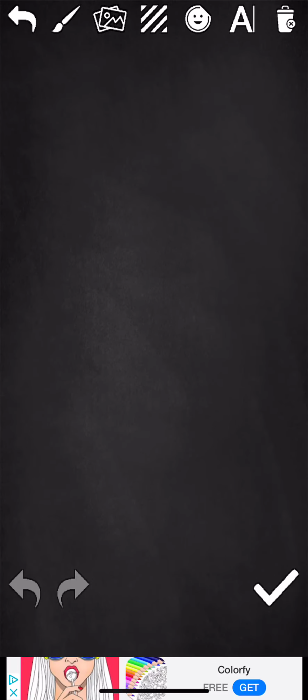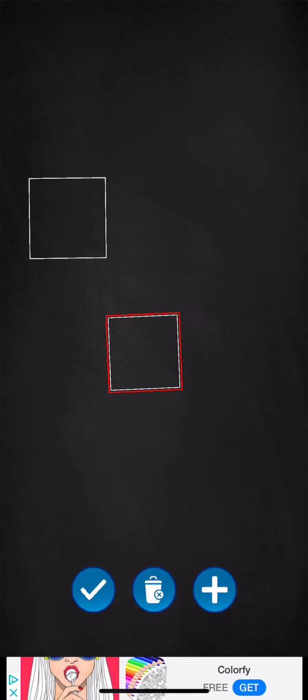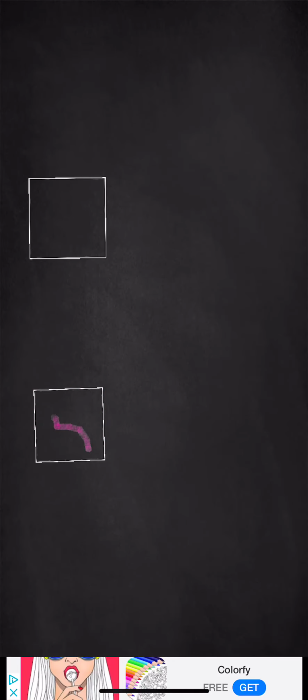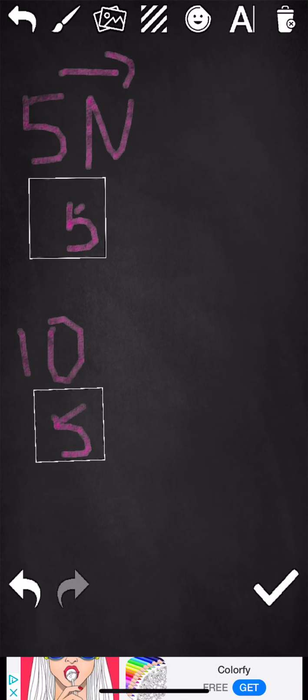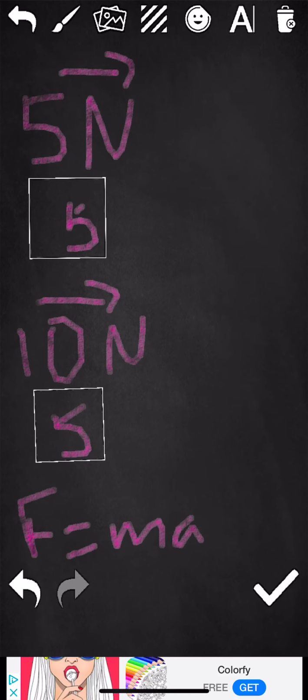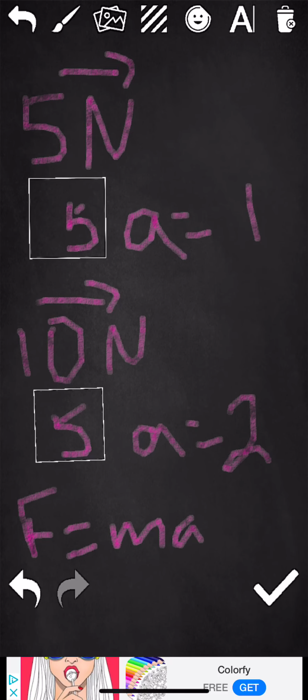The easiest way for me to explain how this law works is, let's say you have two blocks of equal mass. Let's say they are 5 kilograms each. And you apply a force of 5 newtons in that direction on the first one, and 10 newtons in that direction on the second one. And now remember, F equals ma, so to find the acceleration, you just plug in the numbers, and you get an acceleration of 2 meters per second squared for the bottom one, and 1 meter per second squared for the top one, which explains the second law.